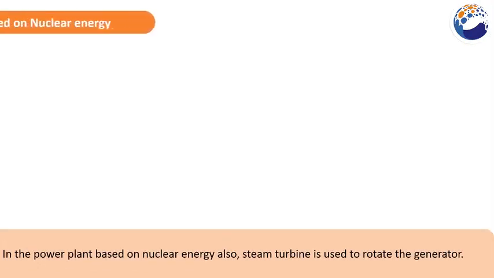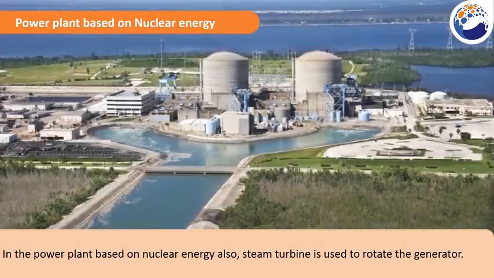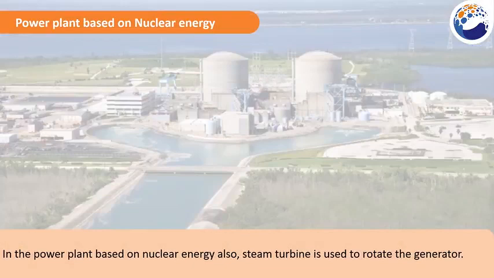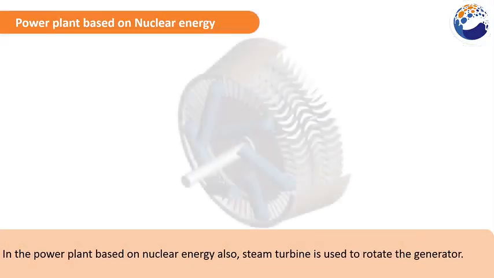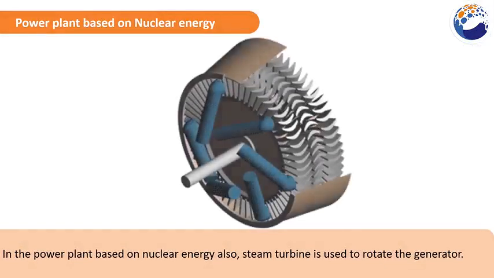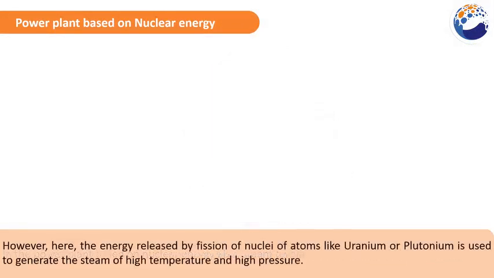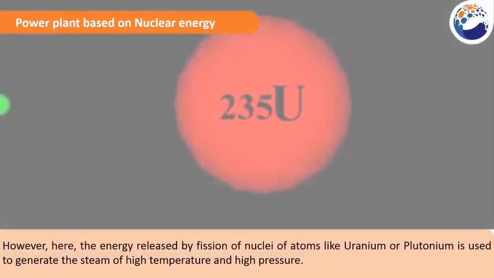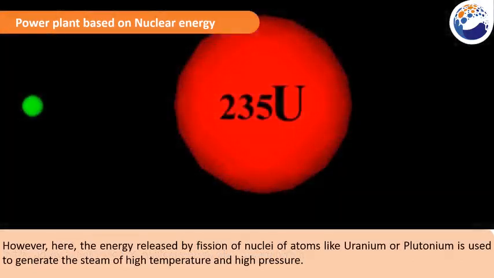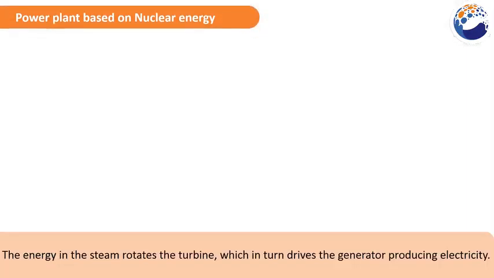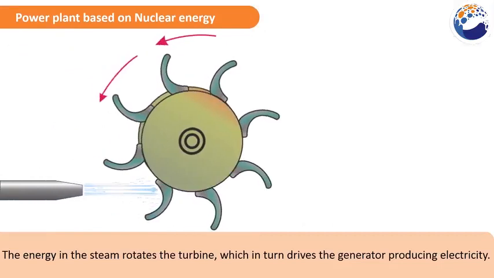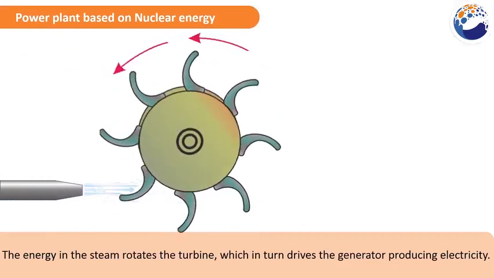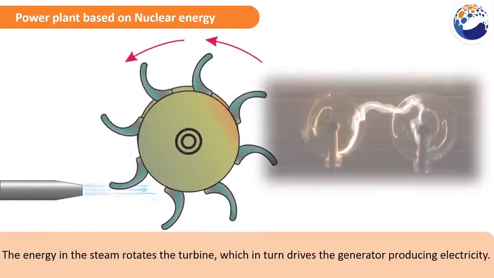Power plant based on nuclear energy. In the power plant based on nuclear energy also, a steam turbine is used to rotate the generator. However, here, the energy released by fission of nuclei of atoms like uranium or plutonium is used to generate steam of high temperature and high pressure. The energy in the steam rotates the turbine, which in turn drives the generator, producing electricity.